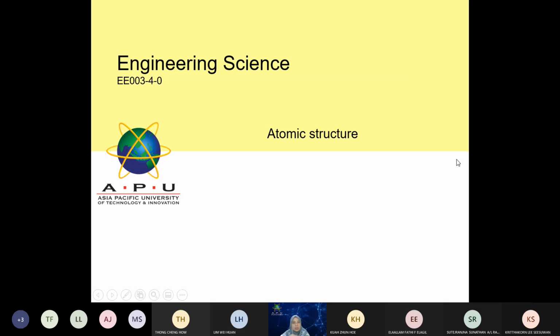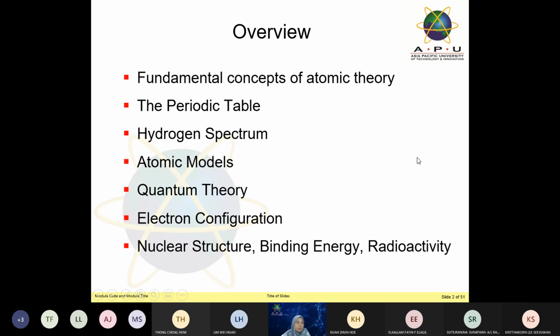Okay, today we will enter Chapter 1, which is called atomic structure. Overview of matter: the fundamental concept of atomic theory and the periodic table. We will not see any other thing. We will only cover until the periodic table for today, because the periodic table also has many other things inside.